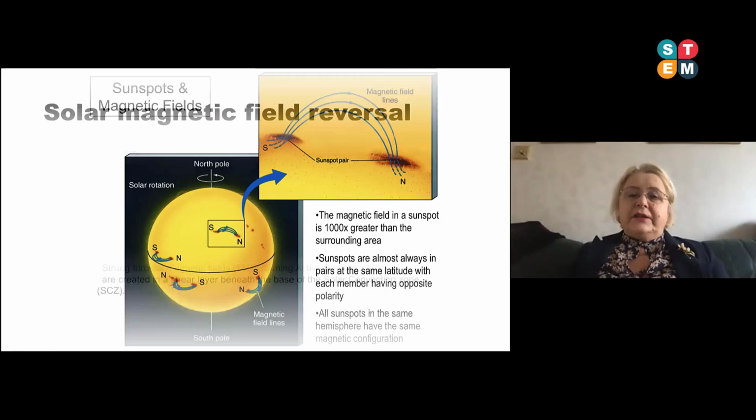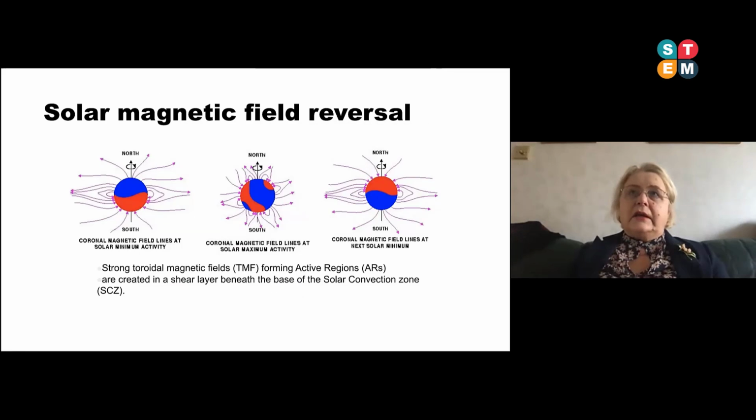So later, in 1955, Parker found that the change of the magnetic field, or the change of the number of sunspots, is actually related to the work of the solar dynamo.